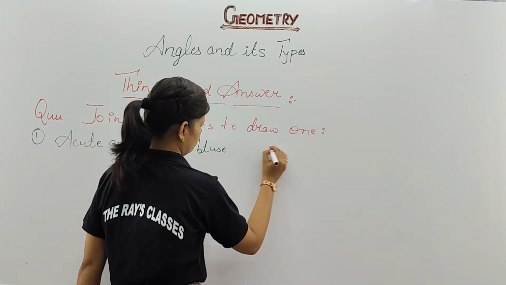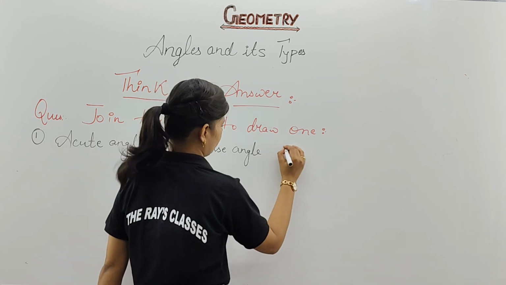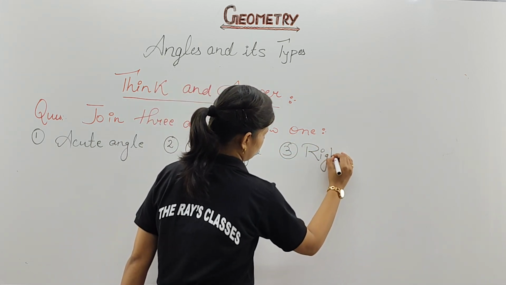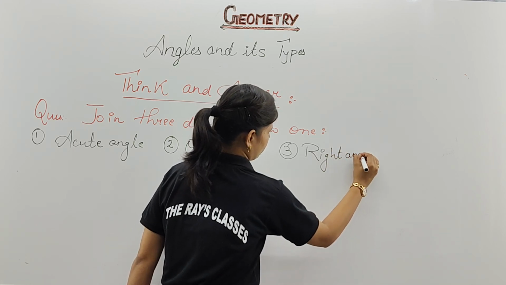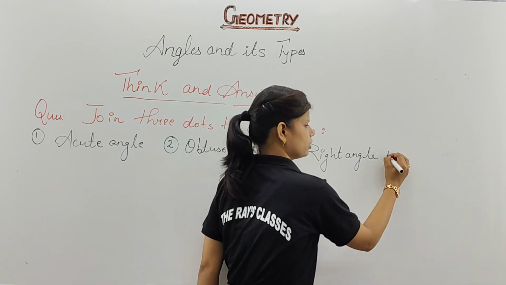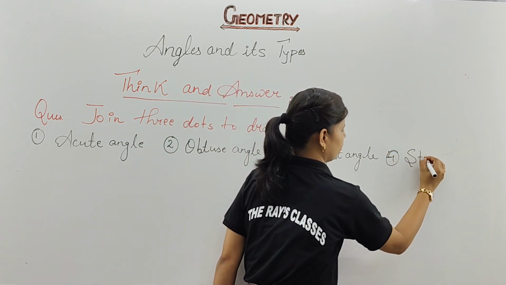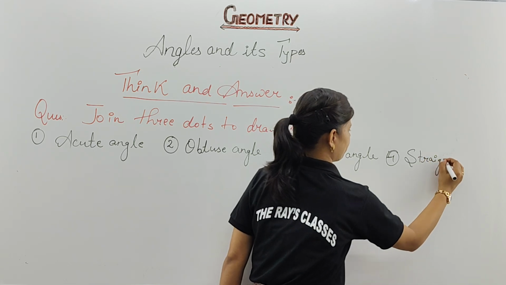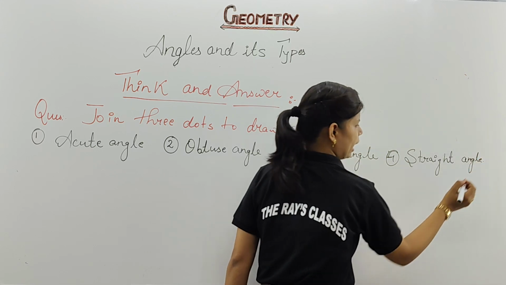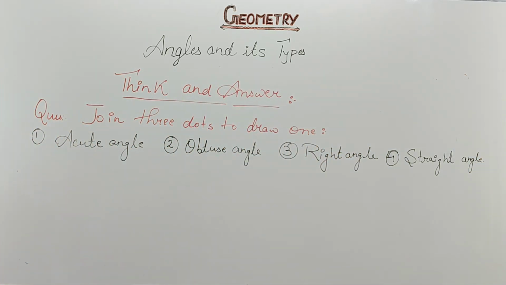Third is your right angle. And fourth is your straight angle. Clear? These all are your 4 types of angles which we have studied.